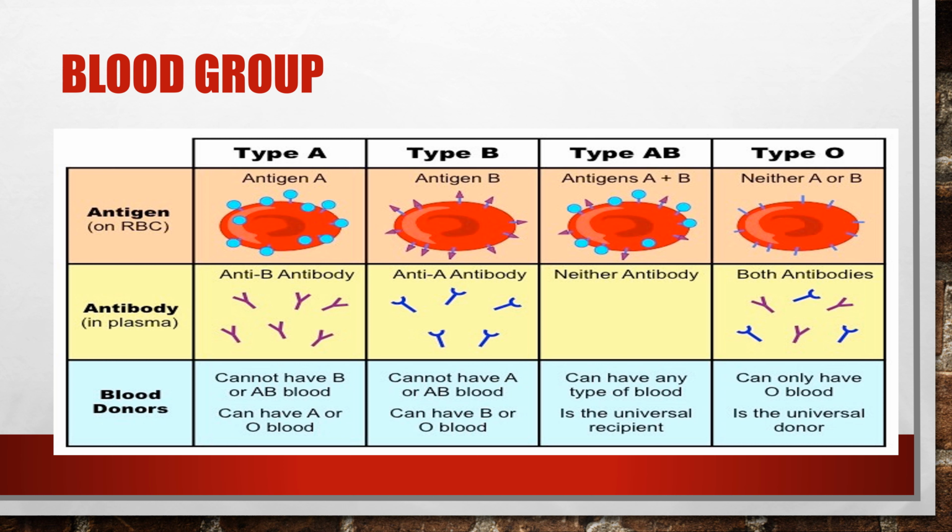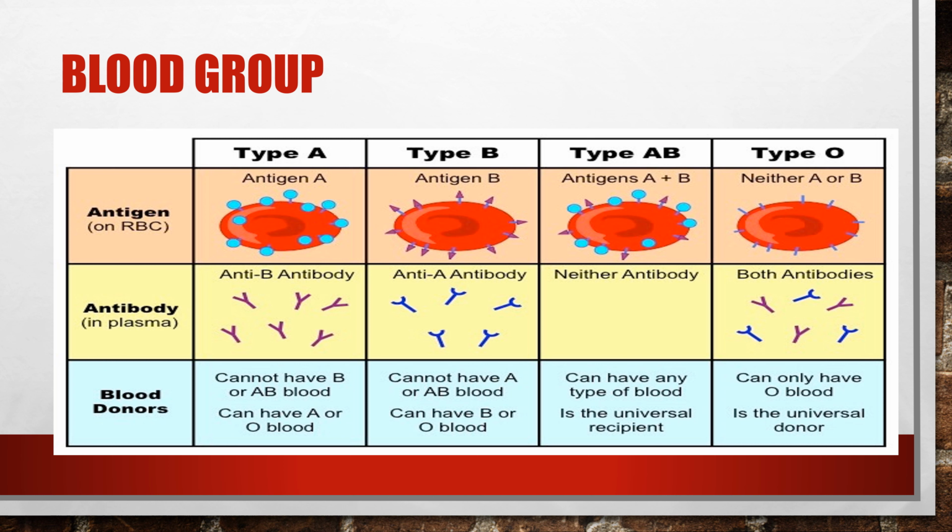If you move a little further down, you can see blood donors. Who can donate blood? Type A cannot have B or AB blood, but it can have A or O blood. So it can take blood from blood group A and blood group O, but not from B or AB.